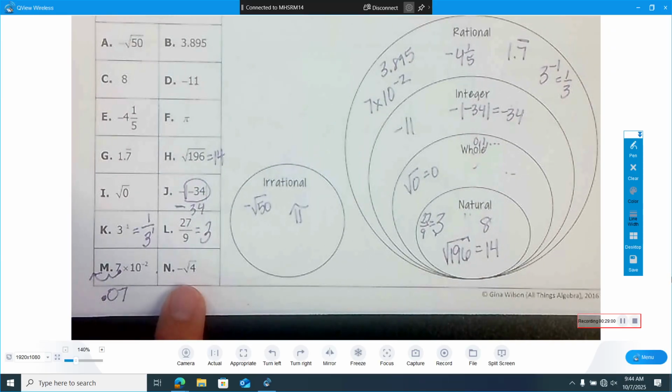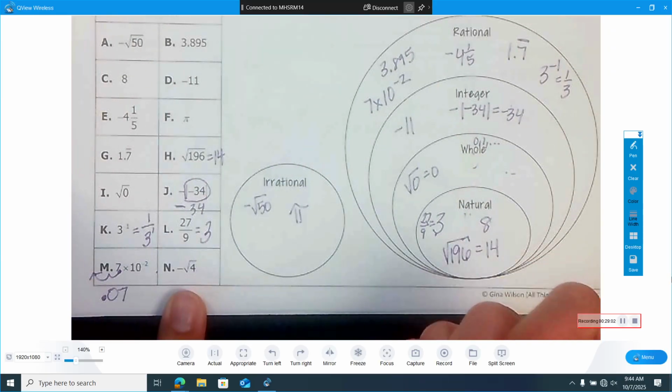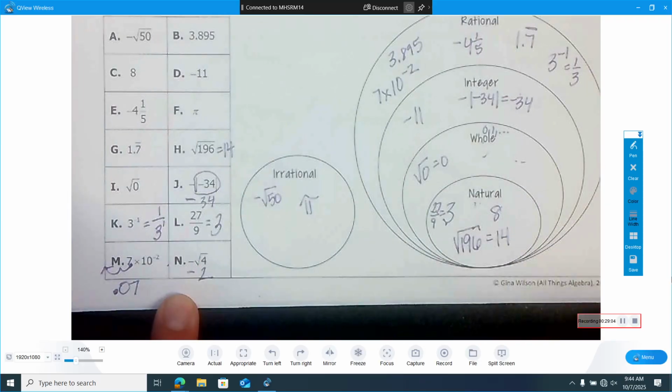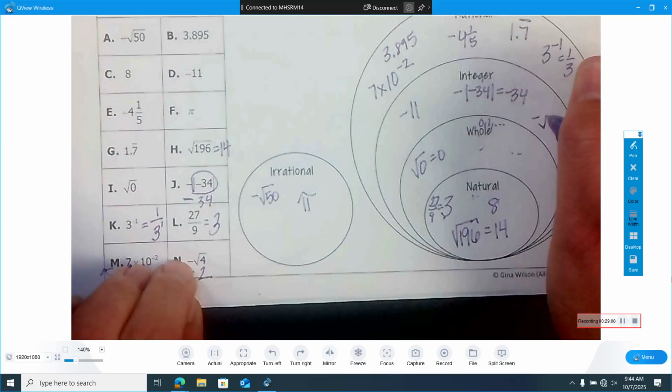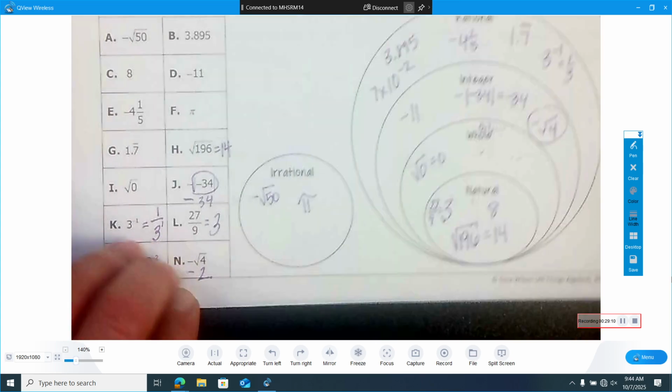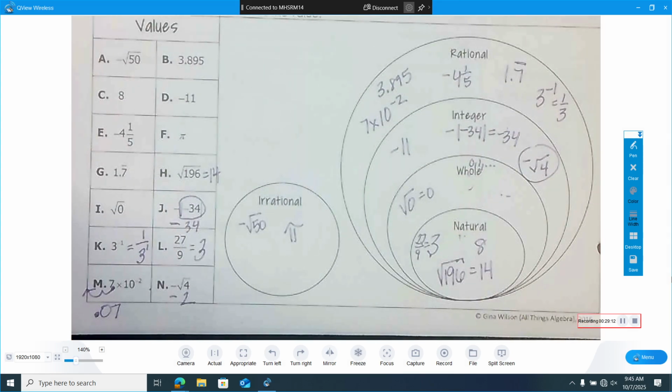And we know the square root of 4 is 2. So with a negative, that cleans up. Where does it belong? Integer. Very good. Negative square root of 4 right there. It's really just a negative 2.